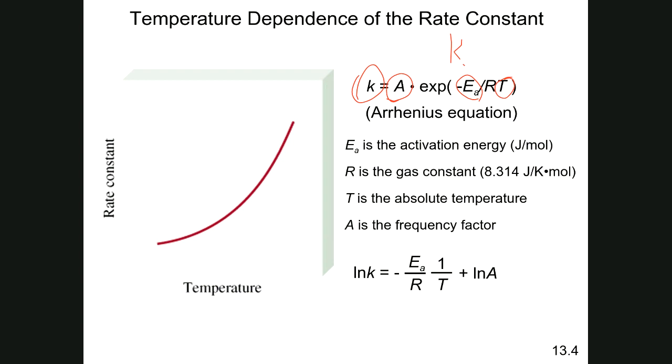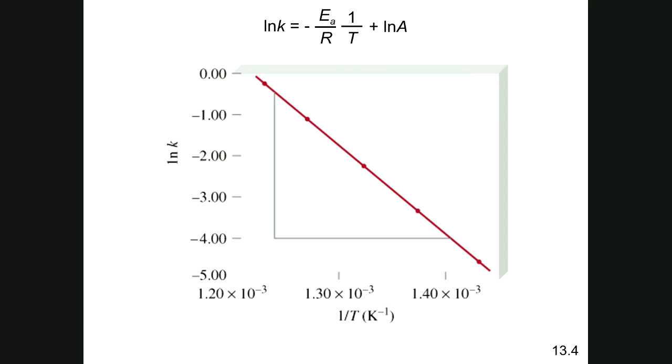So the relationship between the temperature and the rate value, you have this equation known as the Arrhenius equation. And sometimes if you have the value for k, and you have the activation energy and you want to find the value for k at a different temperature, you can use this formula, the Arrhenius equation.